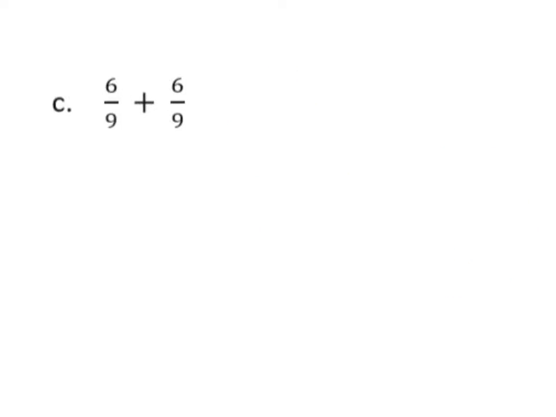Look at letter C, 6/9 plus 6/9. Find the sum. Pause the video while you work and replay when you are ready. First, I need to add the numerators. 6 plus 6 is equal to 12. The denominator stays the same, so I have 12/9.